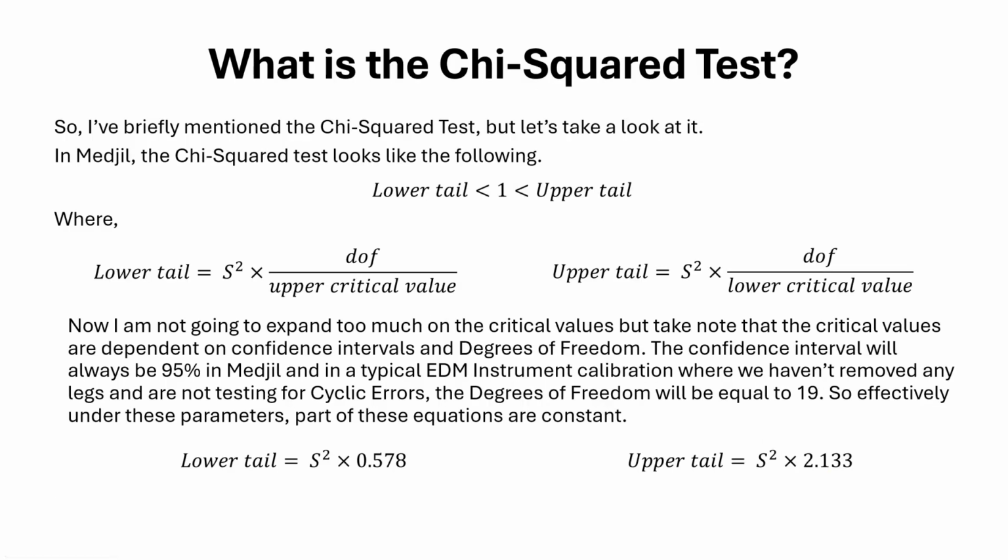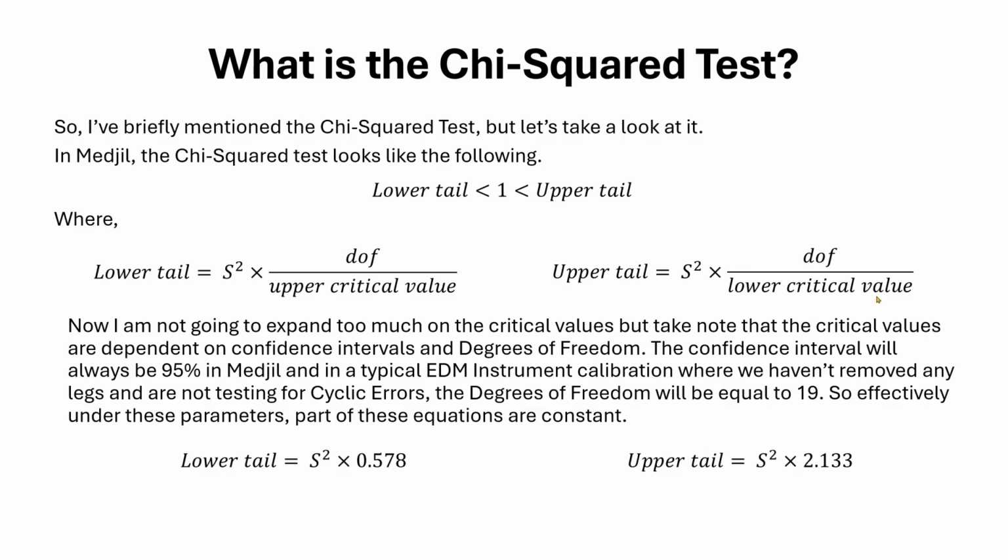Okay, so what is a chi-squared test? I briefly mentioned it, but let's take a look at it. So in Medjil, the chi-squared test looks like the following. Lower tail is less than 1 is less than upper tail. There are multiple ways to display the chi-squared test. This is just the way that Medjil does it. So the lower tail is the a posteriori variance factor we've been talking about a lot, multiplied by degrees of freedom divided by the upper critical value. Similarly, the upper tail is the same, multiplied by degrees of freedom divided by the lower critical value.